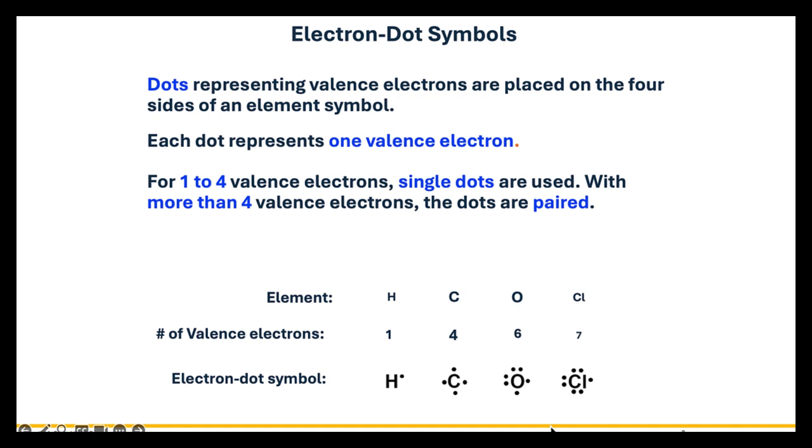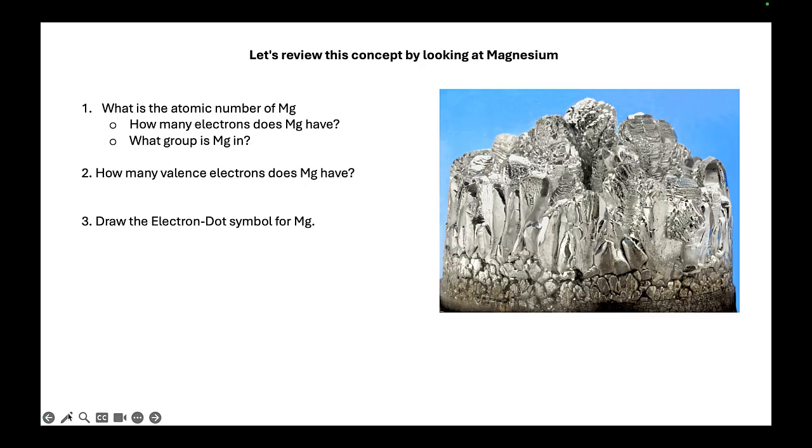Before you can start pairing up electrons, you have to put a single electron on each side first. So if we're looking at carbon, we can see we have 1, 2, 3, 4 valence electrons, and we represent that with 1 on each side of that carbon atom. When we get into something like oxygen, you can see that once we have 1 on each side, we can then start pairing up. We can review this concept by looking at magnesium.